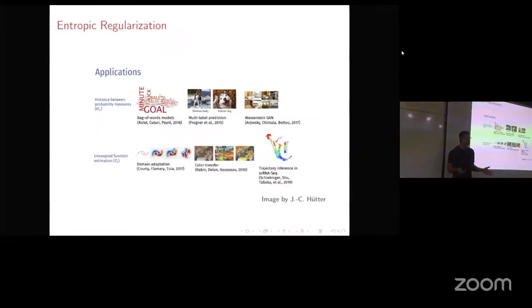But once this was discovered, there's been an absolute blossoming of applications of optimal transport in many different models. I don't want to get into each one of these, but this is an image that I've taken from J.C. Hütter's talk: Wasserstein generative adversarial networks, trajectorial inference, many different areas now use optimal transport. But when they use optimal transport, they're always using entropy-regularized optimal transport, and they're always using the Sinkhorn algorithm to solve it.